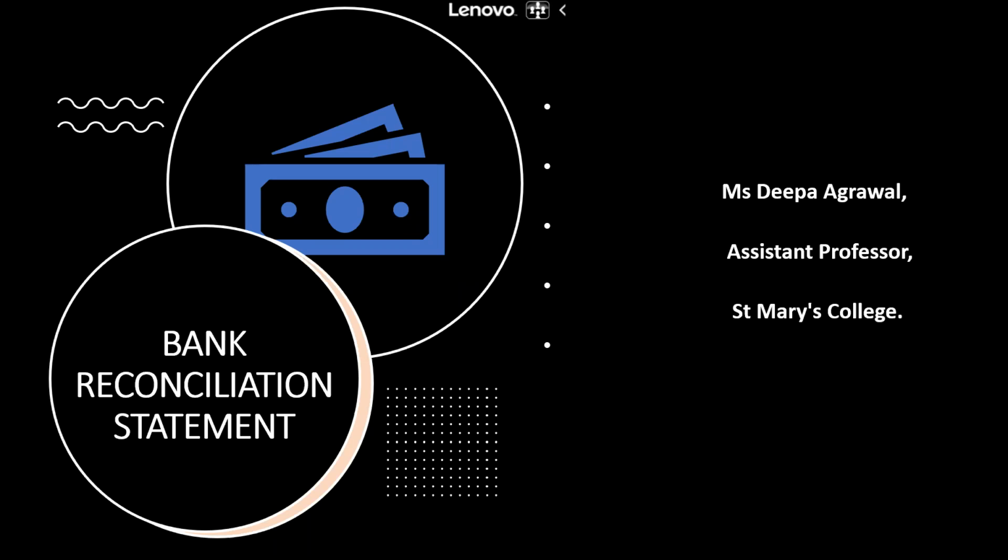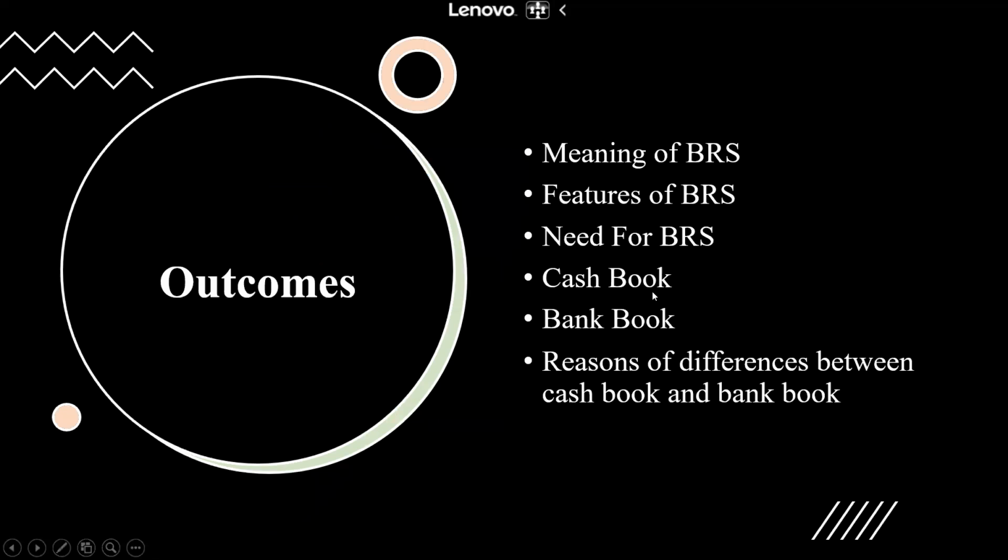So the topic for today is bank reconciliation statement. In short, it is also known as BRS, and it is the third unit in our accounting syllabus. So just have a look at the outcomes, what all we are going to see today.